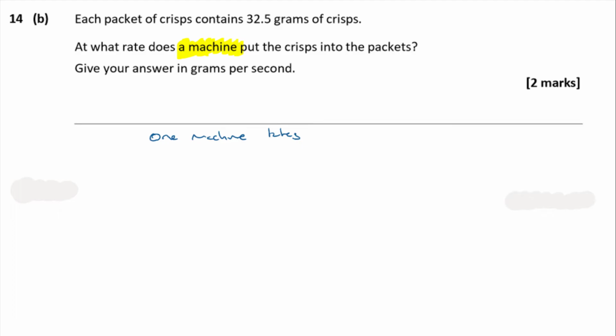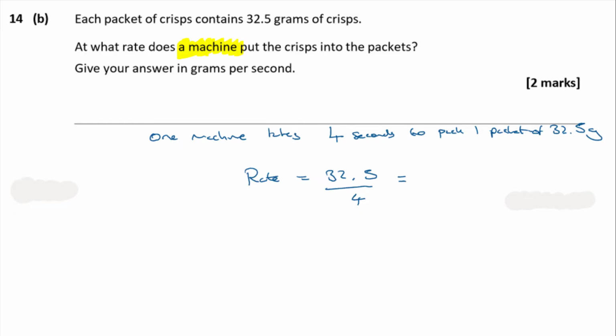So one machine takes 4 seconds to pack one packet. So then the ratio of 32.5 grams: we can pack 32.5 grams in 4 seconds. So the rate is going to be 32.5 grams divided by the 4 seconds it takes to pack it.